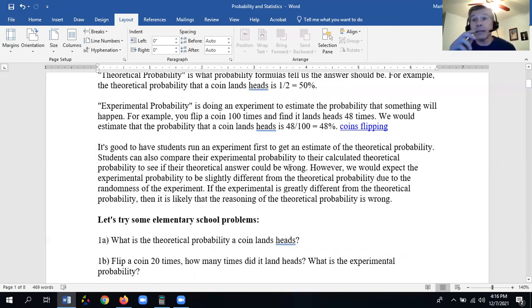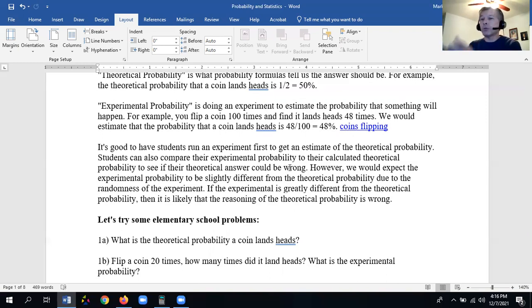Then students can also compare their experimental probability to their calculated theoretical probability to see if their theoretical answer could be wrong. For example, some students might think, well, what's the probability that you get one head when you flip two coins at the same time? Well, some people might think that's a 50% chance. Maybe some people might think it's a 25% chance. Maybe that's the right answer. So they might get different answers by going through the probability.